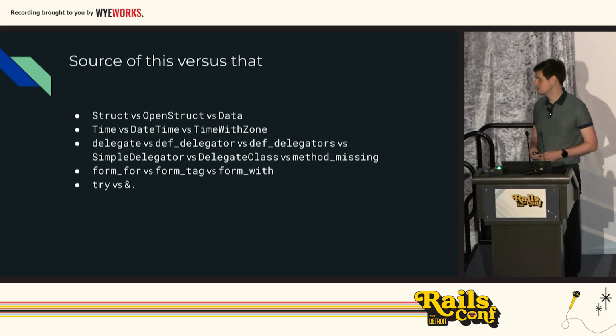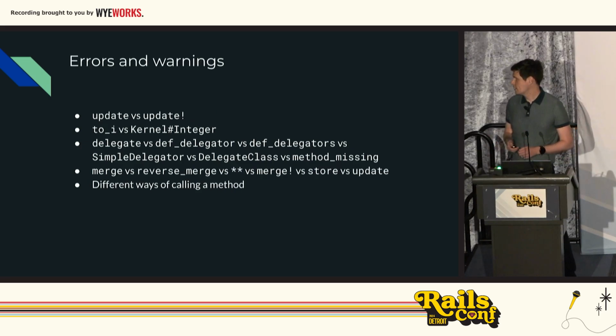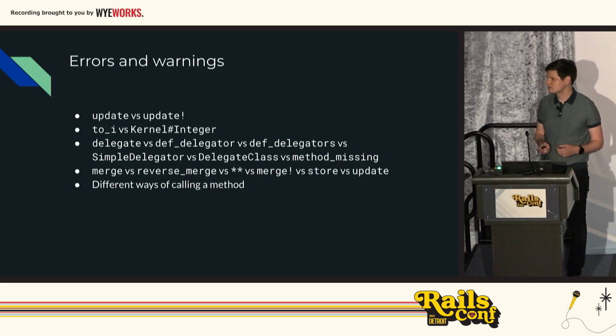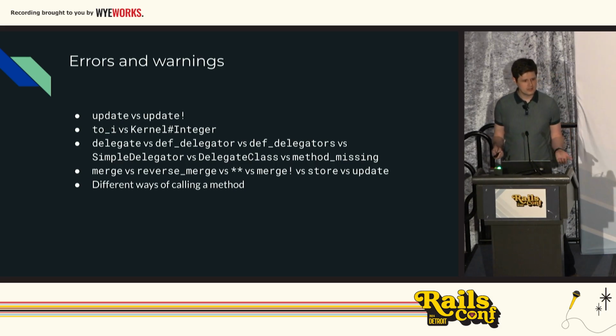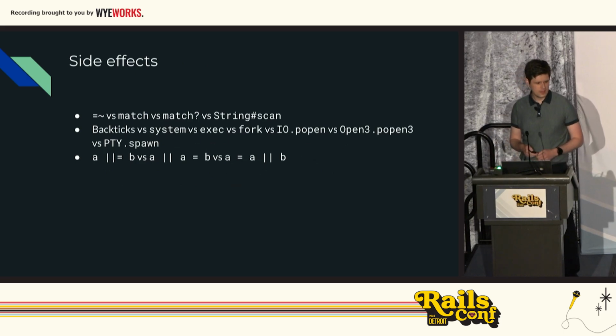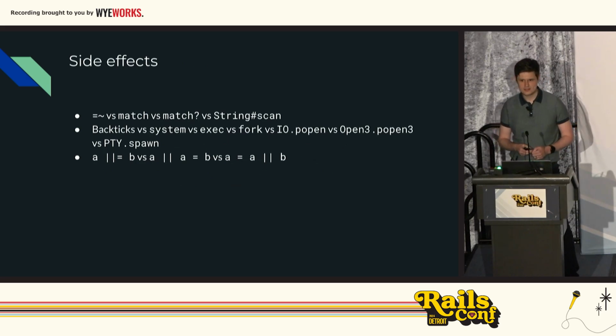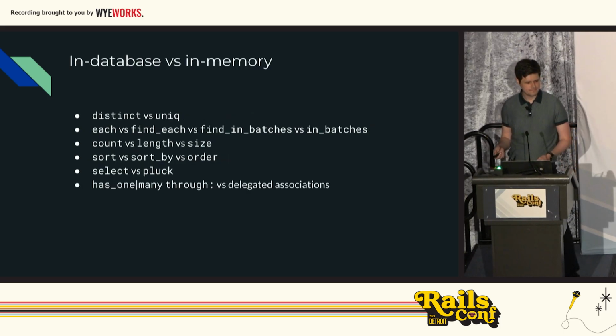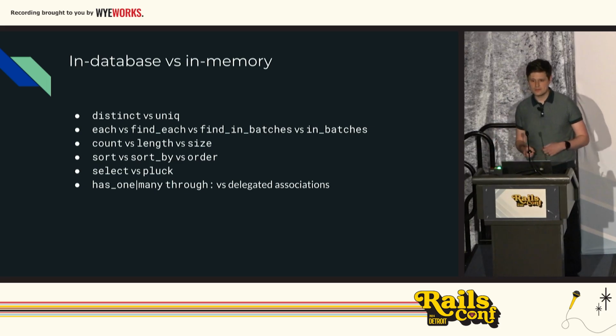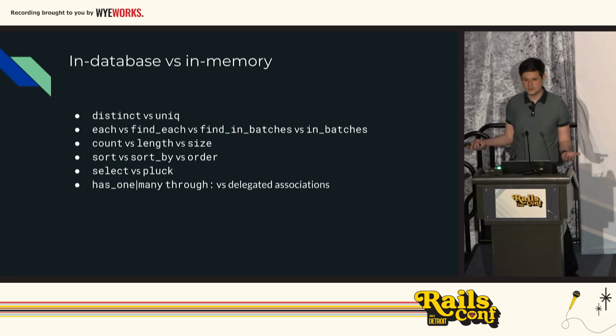all the time. For example, count versus length versus size. Additionally, sometimes different methods or classes will just differ in what errors or warnings they raise. Some will have different side effects, might have some performance impact, might have some differences with I/O. Some things operate fully in the database. Some things operate fully in memory. Some things are smart enough to know whether or not they have to operate in memory or in the database.